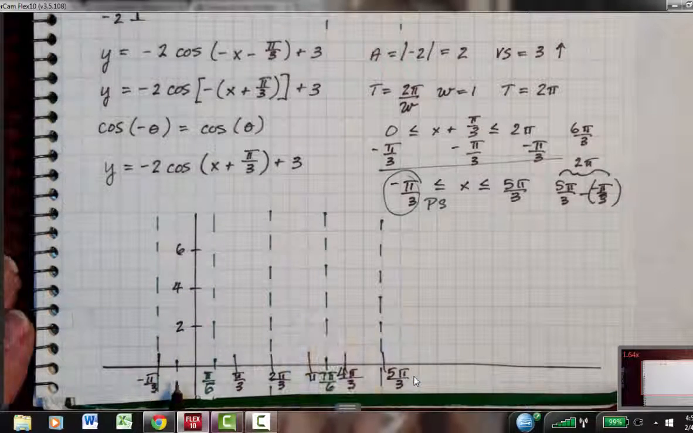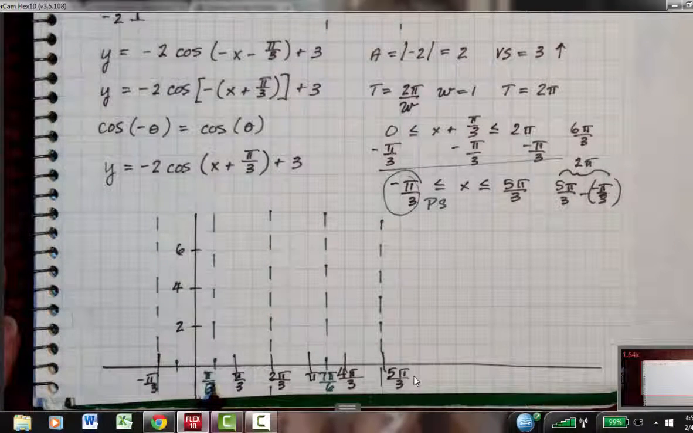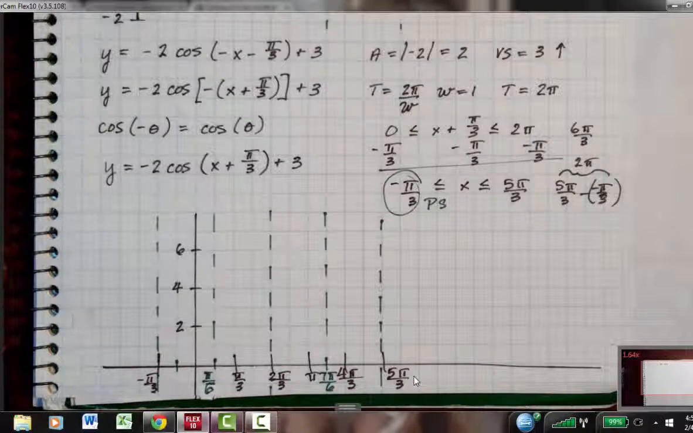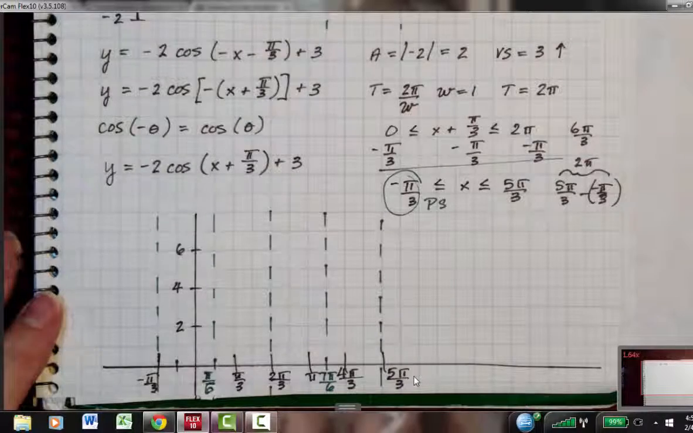So I want to have hash marks in between, and when I put the hash marks in between, it's going to be half of pi over 3, which gives me pi over 6. So this is negative pi over 6, and this is positive pi over 6, 2 pi over 6, 3 pi over 6, 4 pi over 6, 5 pi over 6, 6 pi over 6, and then 7 pi over 6 is my divisions. So I needed to do that so that I could divide my graph equally into 4 parts.